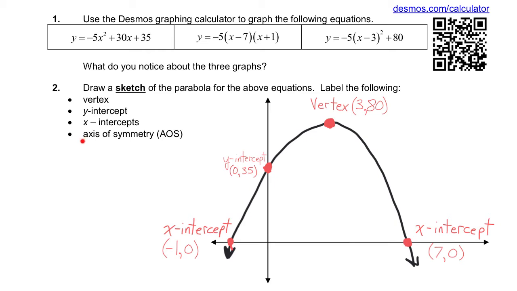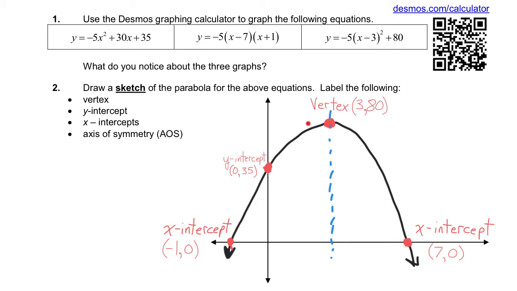Now, the last thing that I want to label is the axis of symmetry. Now, you won't find this on the Desmos graphing calculator, so just follow my logic here. Symmetry means it's the same on both sides. Or you can think of it as a mirror image on two sides of a line. In fact, the axis of symmetry is the line of symmetry. So where is the line of symmetry on a parabola? Well, it's this line right through the middle of the parabola.